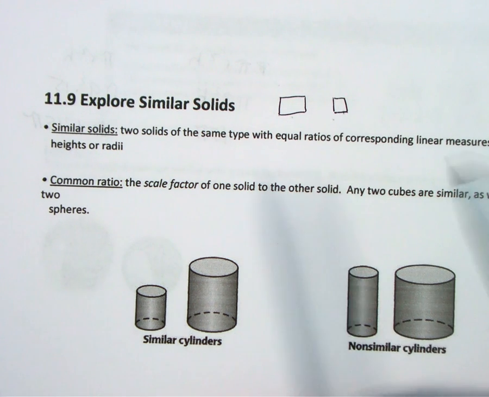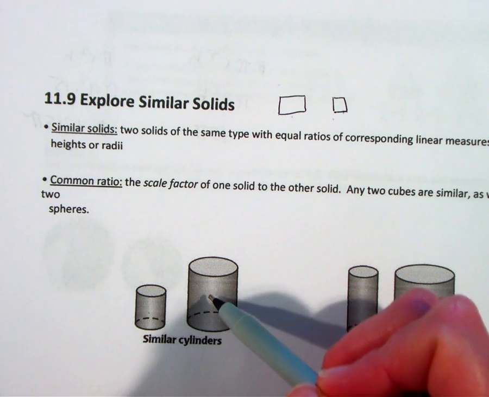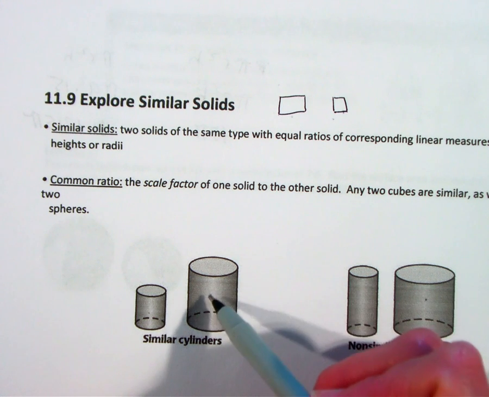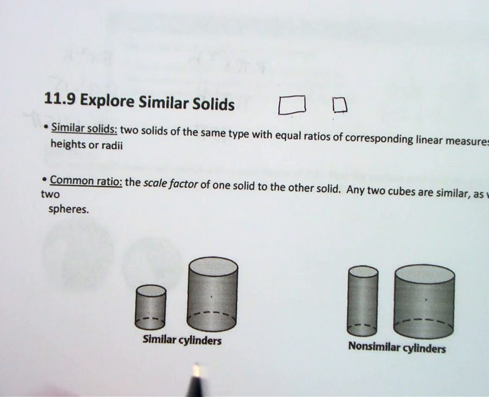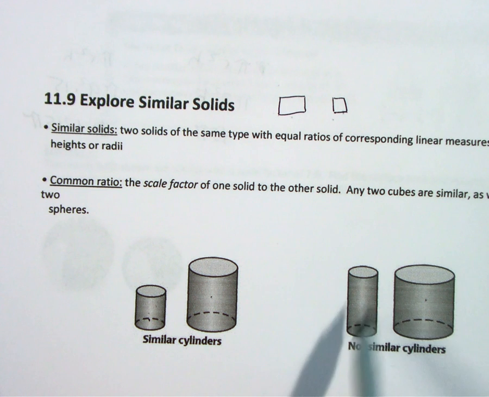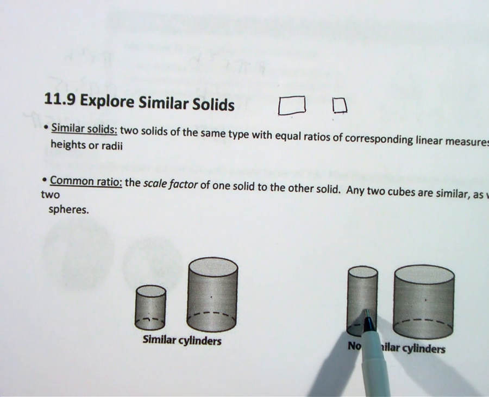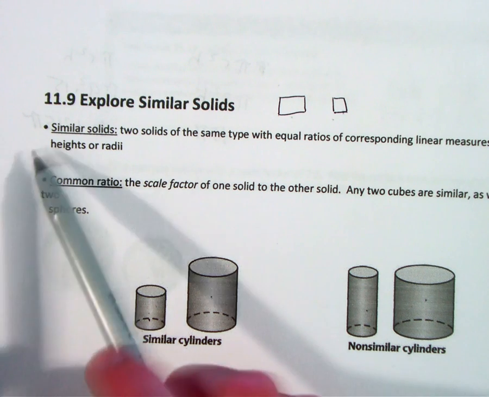Yes, these are both cylinders, and yes, these are both cylinders, but they're not the same shape of cylinder. So here, with these two similar cylinders, the smaller one got bigger in both height and width, and it stays proportionate to its original. Here, the cylinder got wider, but it didn't get any taller or shorter. So these two are not similar cylinders. Okay, so that's similar solids.